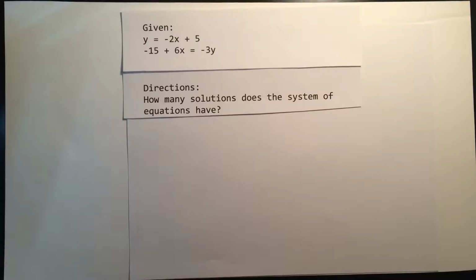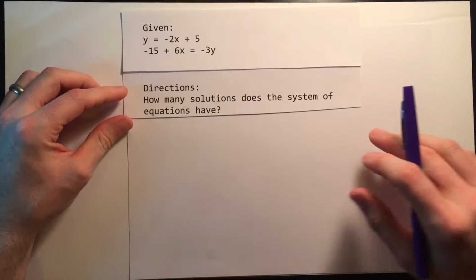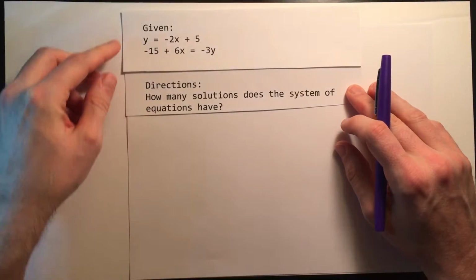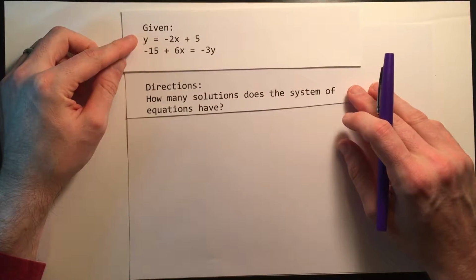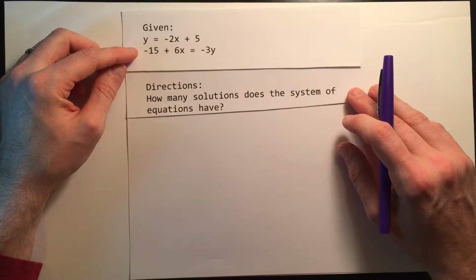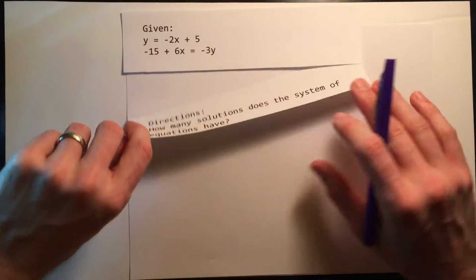Let's read the directions to this problem. How many solutions does the system of equations have? Given y equals negative 2x plus 5 and negative 15 plus 6x equals negative 3y. I'm actually just going to switch these around here.